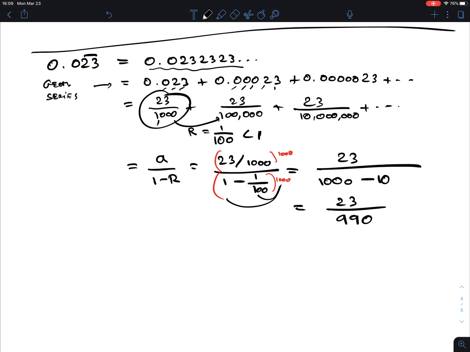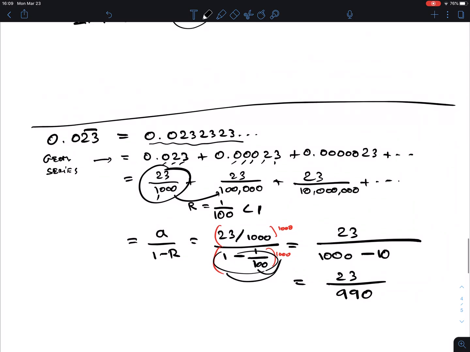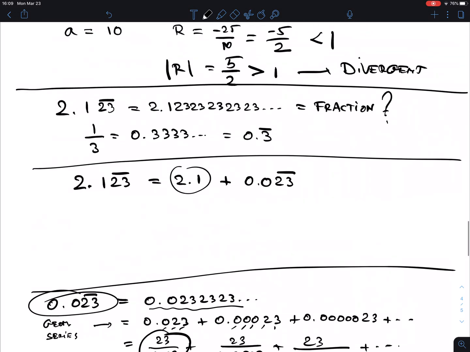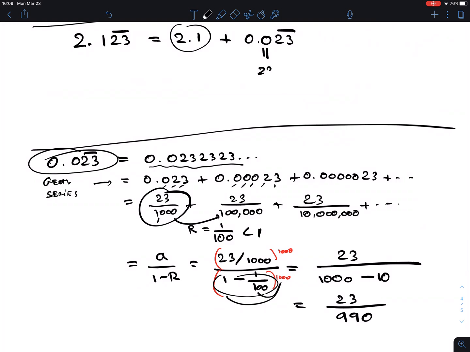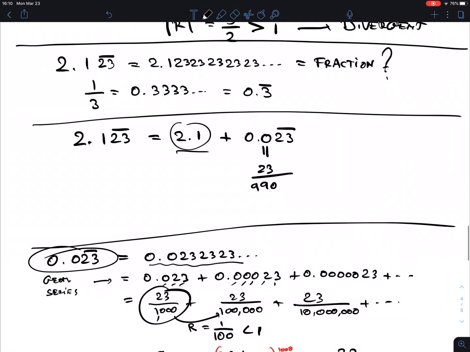Granted, you can also do this a different way. You can put this on the denominator and common denominator and work it out. You will get the same thing. Do that for yourself if you don't believe it. Now, we have to be careful because actually I only did this one, right? So what I'm saying is that this part is 23 over 990. But what about this guy? Well, it's also a fraction. If I want to get rid of the decimal, what we do is we move the decimal and we divide by 10, right? So we get that this is equal to that.